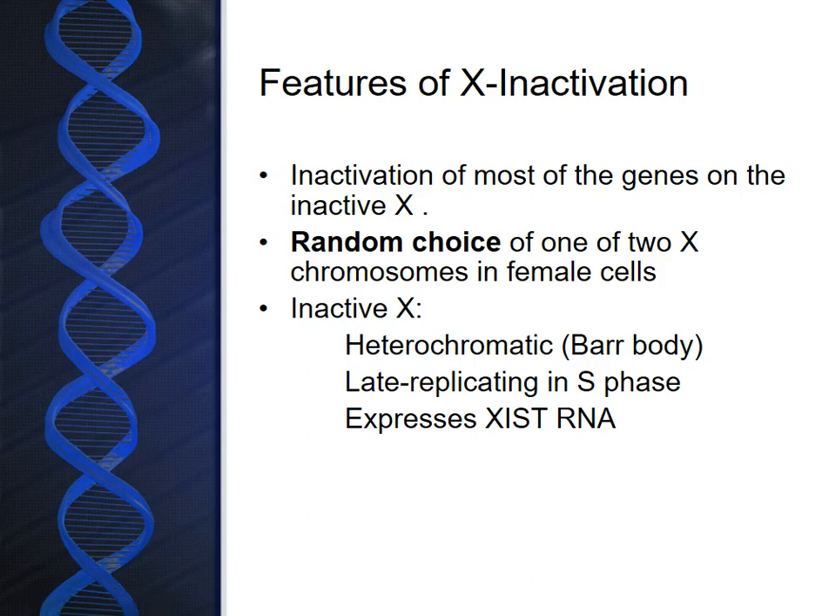Features of X inactivation: the inactivation of most of the genes on the X chromosome that is inactive. And as stated, this is usually a random event that occurs during development. The inactive X is also known as the bar body, with late replicating DNA, and expresses the XIST RNA, and that helps for the inactivation.